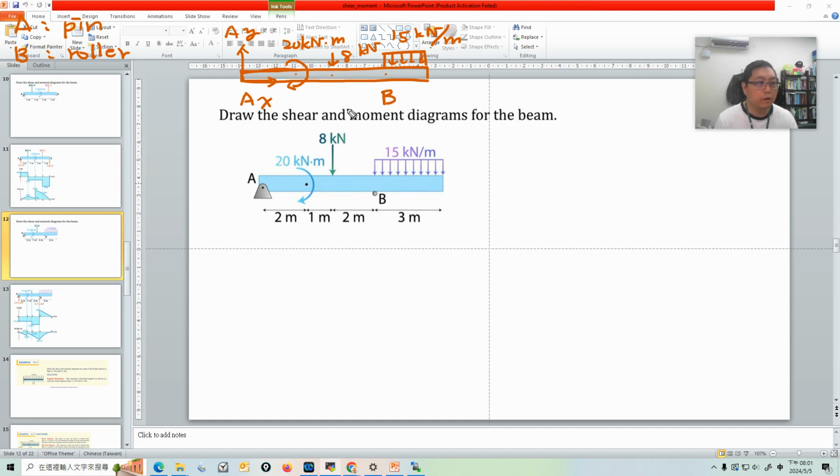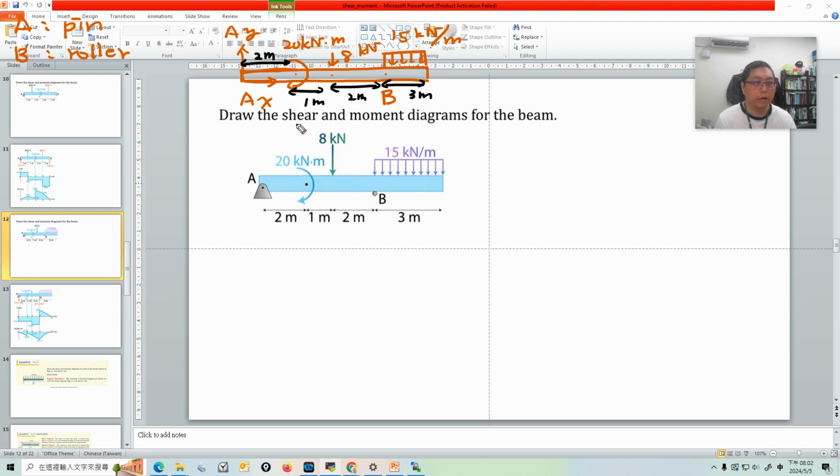And it gives us some geometry information. Let's see what the geometry information is. The last part is 3 meter, and this part is 2 meter, and this part is 1 meter, and this part is 2 meter. Okay, that's just the free body diagram of this beam.